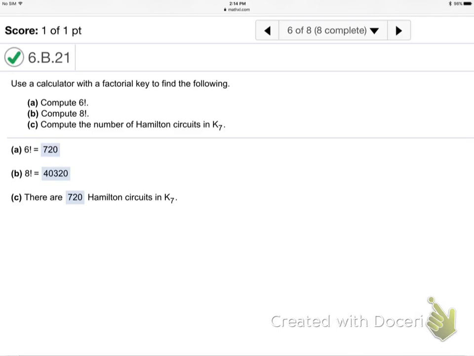Okay. So first one here, I've already given you answers. So 6 with that exclamation point. What does that mean? That means 6, right? When you're really excited about it.